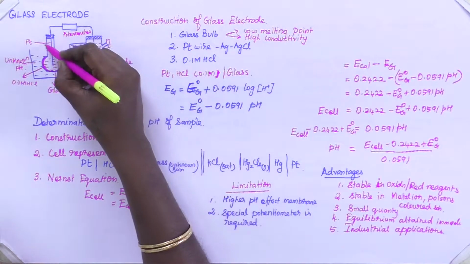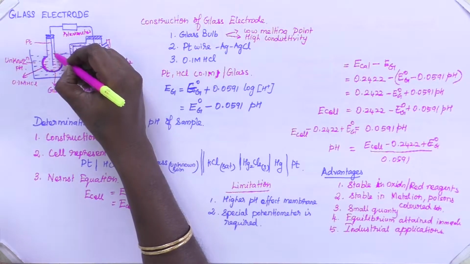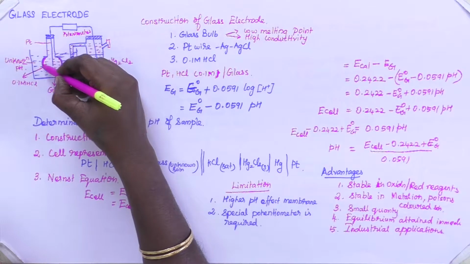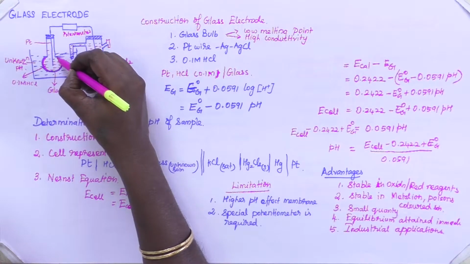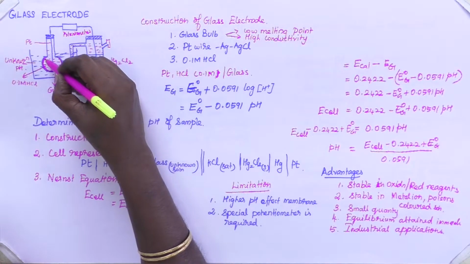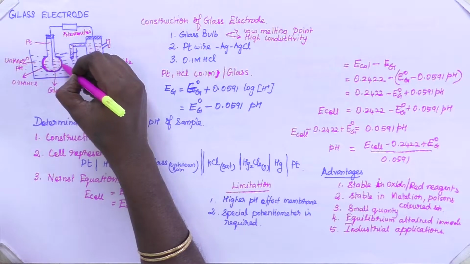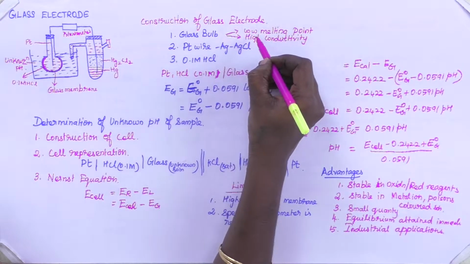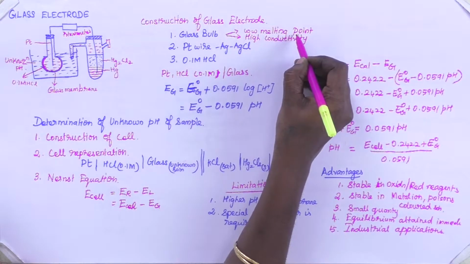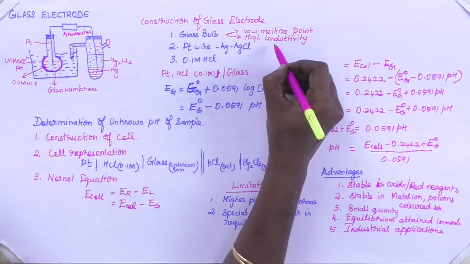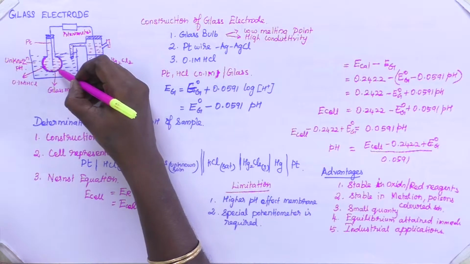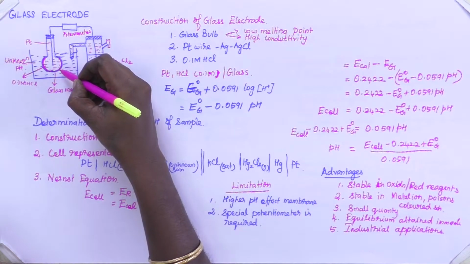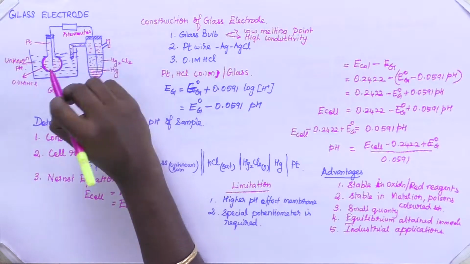It is an actual glass electrode. The upper part has a U-type tube-like structure, and at the bottom you have a glass bulb, which is a special type of membrane. The glass bulb consists of a membrane which is very low melting point in nature but shows very high conductivity, and this makes the membrane able to sense the H plus ion present in the solution.